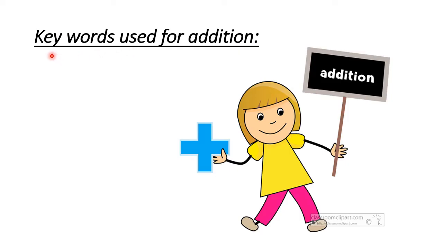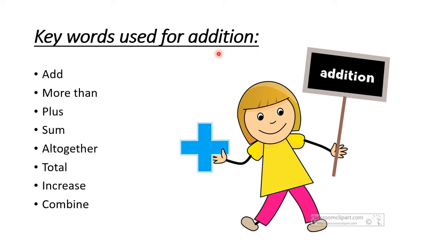But before moving towards example number 1, let's have a quick review of keywords that are used for addition. So students, these are the keywords: add, more than, plus, sum, altogether, total, increase, combine. These keywords will help you to identify whether the problem can be solved by addition or by subtraction. So these keywords will help you in identification.